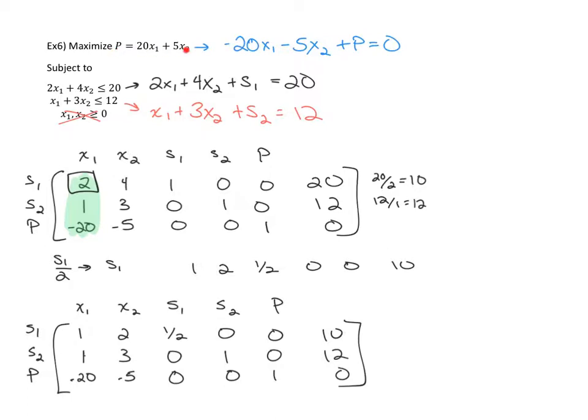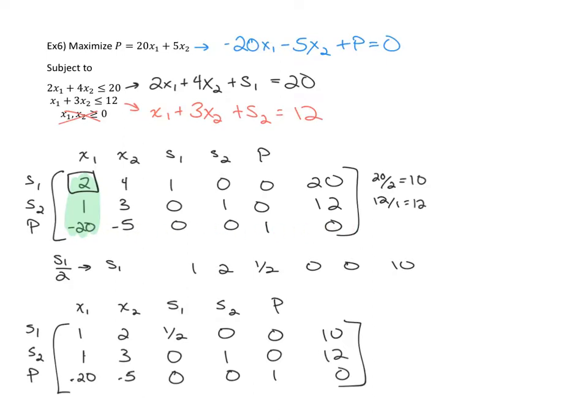And again, in the first equation here, the optimization equation, the objective function, the maximizing equation, we need to make sure that the P stays positive. So we subtract 20x sub 1 and 5x sub 2 from both sides, and that will equal 0. So this is the last equation we need in our simplex tableau.